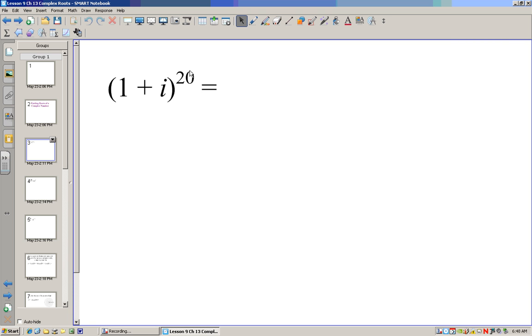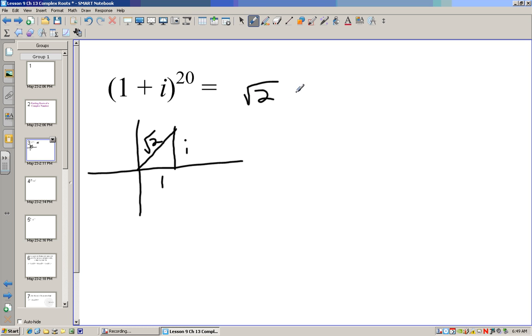Now, let's think of another way we can write this. (1 + i) to the 20th power. We could go 1 to the right, i up. So this hypotenuse is root 2. So we could say this is root 2 (cosine + i sine). This should be 45 degrees.